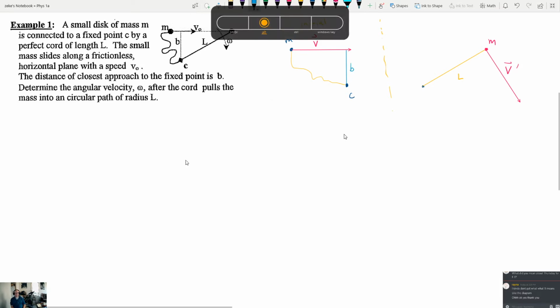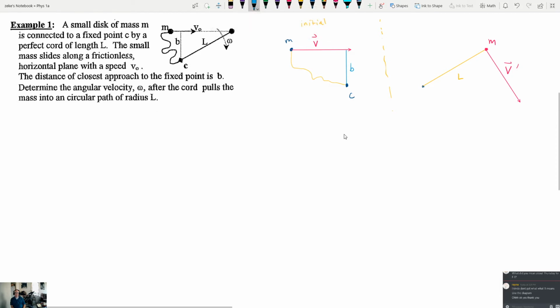That's what we got. The distance of closest approach to the fixed point is b. That's this distance here. Oh, this one is called v initial in the problem, right? So let's include that. That's v initial. And if we're going to call this one v initial, we might as well call the other one v final, just to be consistent. So this is the final position.